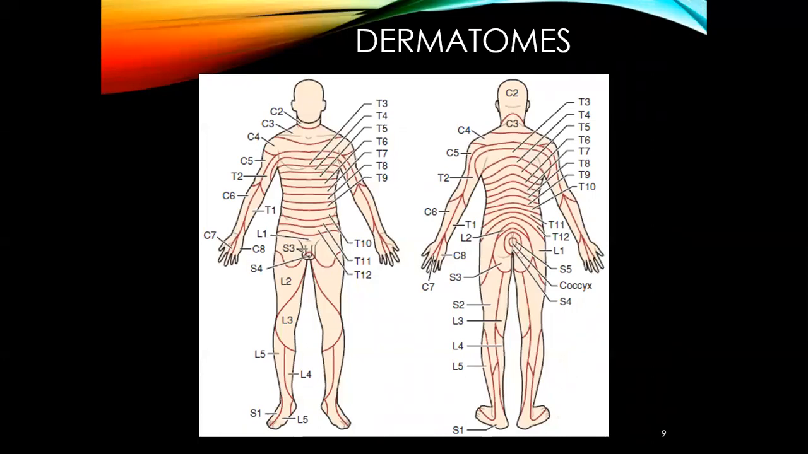Here are the dermatomes that we talked about being connected to that parasympathetic nervous system. So you can see that they've split them up, and each particular dermatome has a name assigned to it.